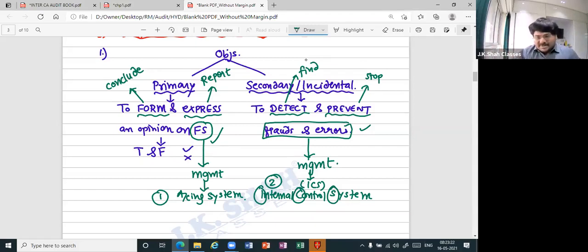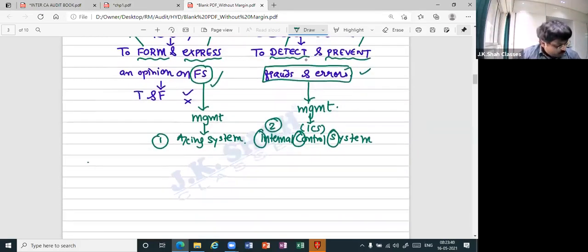Then I'll make one more statement. The auditor is there to do nothing. He's there to check everything. Everything done by management, checked by auditor. Therefore, there is one famous saying on an auditor. I don't know how many of you have heard it. The auditor is a watchdog, and not a bloodhound.